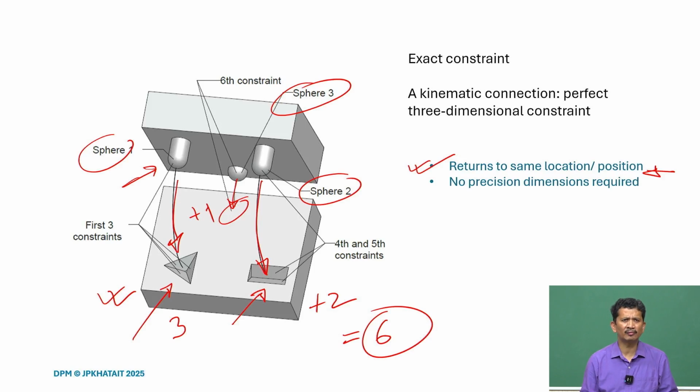Of course, the accuracy we still have to see if there is any deviation, but the repeatability will be ensured even if the parts are not precisely made. Even if the tolerances in the parts, in making the holes, are not well defined, or if there is an error, the repeatability will still be ensured. The accuracy, yes, we have to see and we may have to adjust later. So, that is the point we want to make here: if it is exactly constrained, repeatability is ensured and no precision dimensions are required.